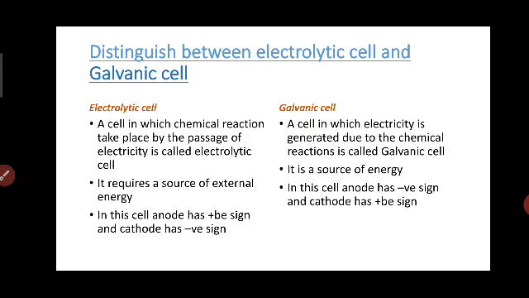So in the electrolytic cell, we are connecting a battery, which means we need an external agency. But the galvanic cell is an energy source; there is no need of any external agencies. So in the electrolytic cell, anode is positive and cathode is negative. In the galvanic cell, anode is negative and cathode is positive.